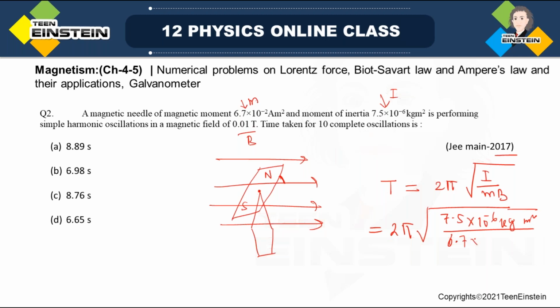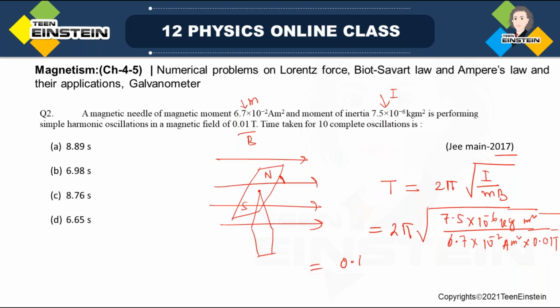and the magnetic field B is given as 0.01 Tesla. All are in SI units, so no need to bother. You just do the calculation. After doing the calculation, you will get 0.66. This is actually the time.